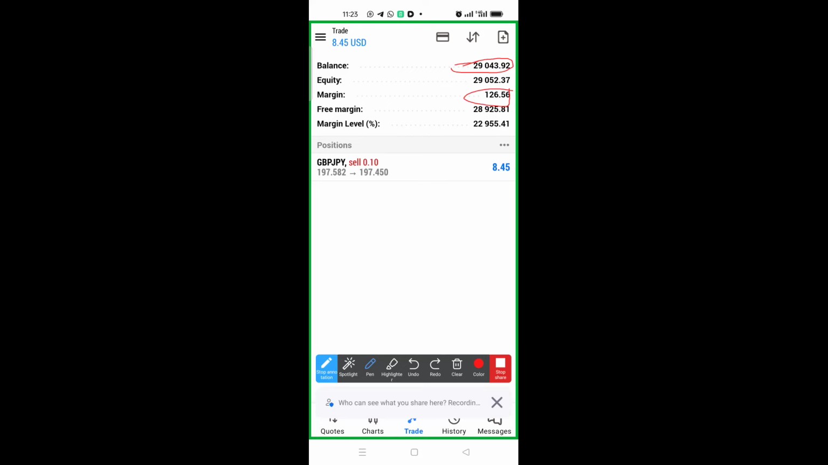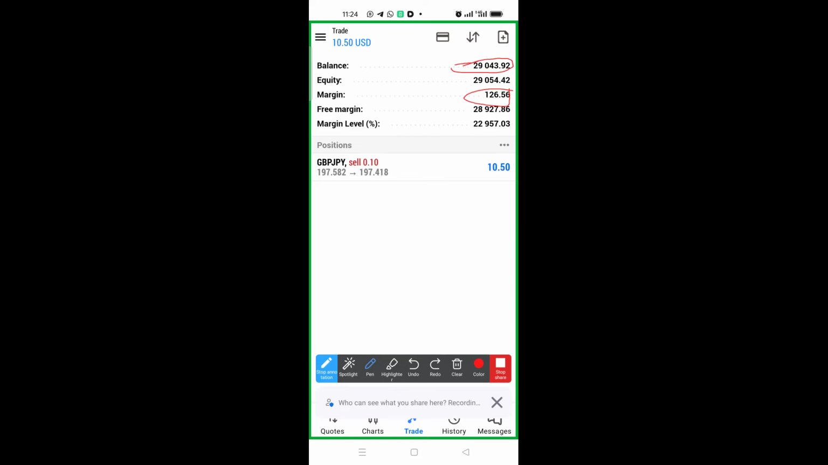Now, can you look at the equity? Equity is a combination of your floating profit and loss and your balance. So if you are in a loss, your equity will be lower than your balance. But if your trade is in profit, your equity will be greater than your balance. If you look at this trade now, you see that the equity is greater than the balance right now.